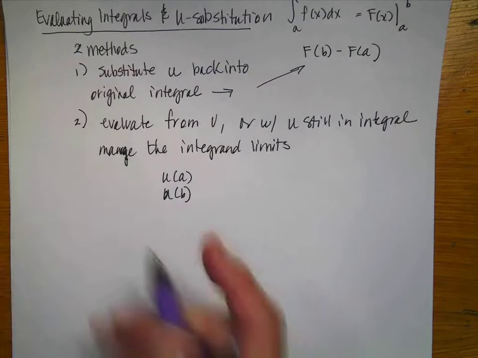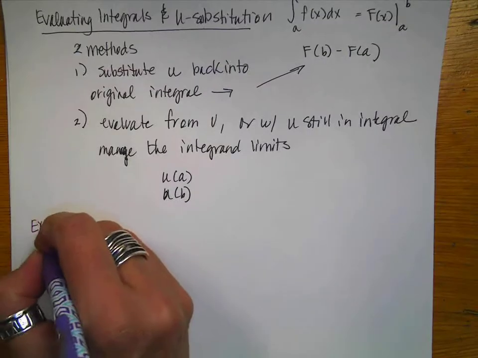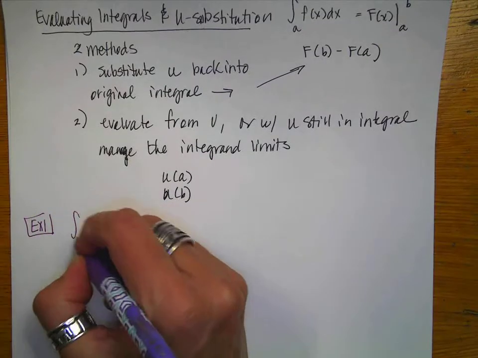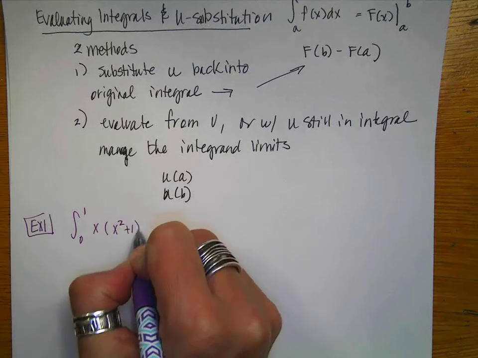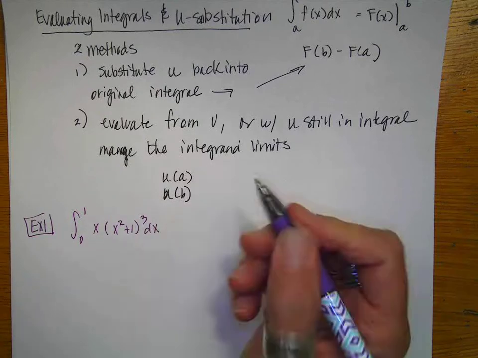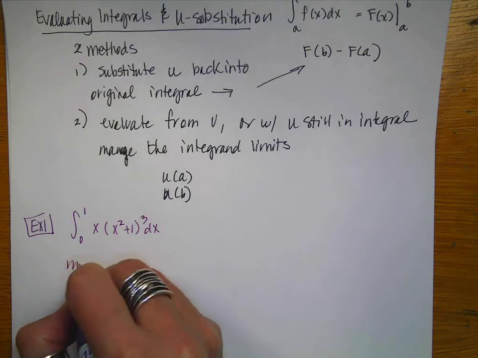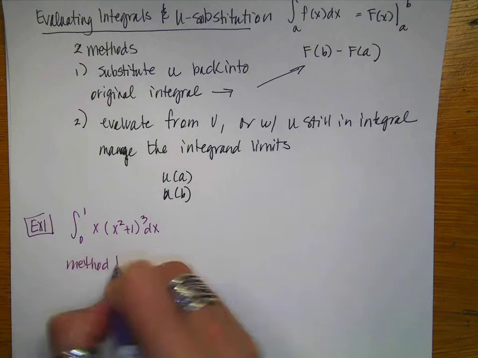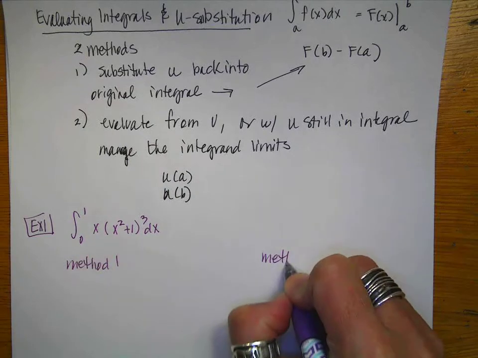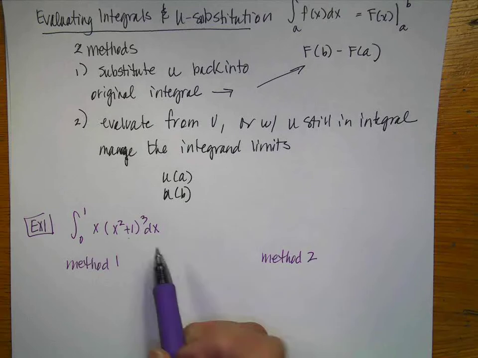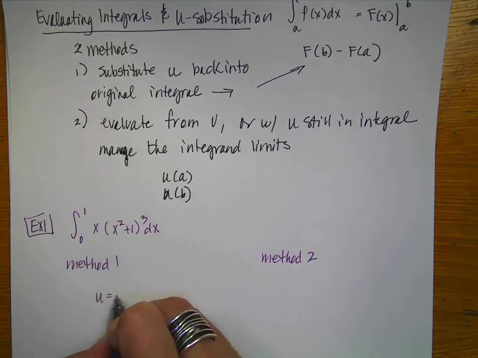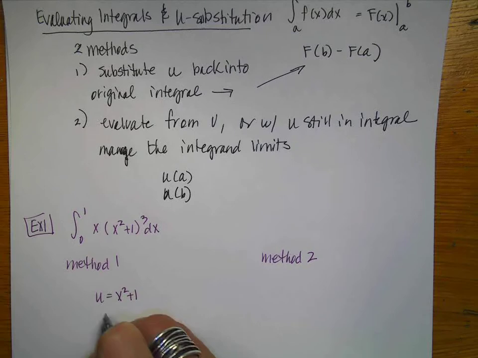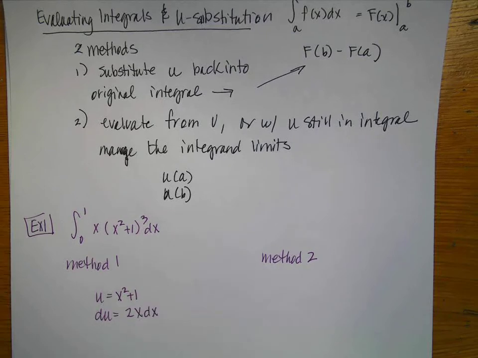All right, so if I scoot my paper up a little bit, for our first example, I want to evaluate from 0 to 1 x times (x squared plus 1) to the third dx. And we're going to do it in two different ways. I'm going to do it with method 1, and then I'm going to do it again with method 2. And we've done this problem ad nauseum, right? We know that u is going to equal x squared plus 1. du is going to be equal to 2x dx.